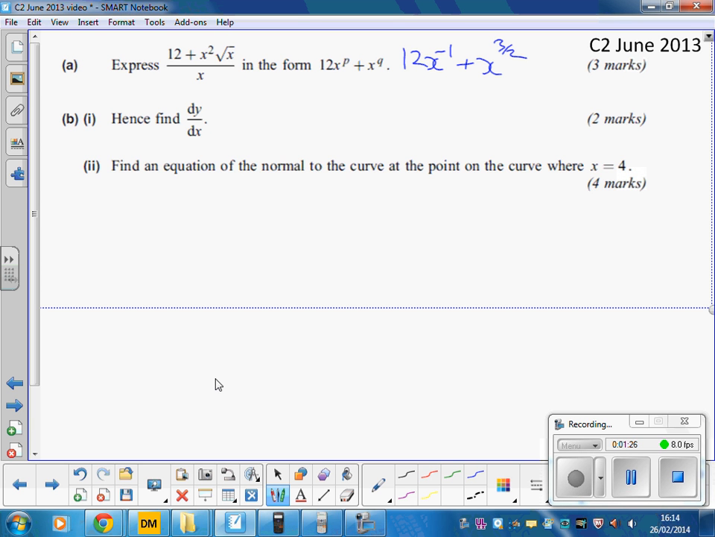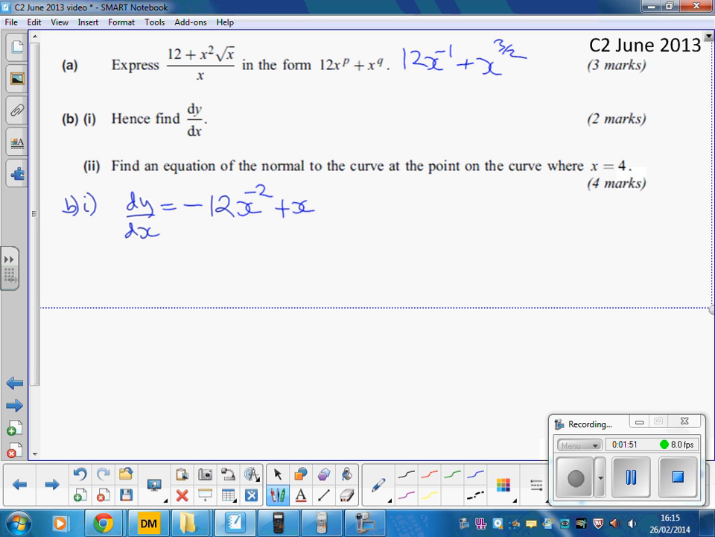It says, hence find dy by dx. Well, we needed to rewrite it into index form so that we can actually find dy by dx. So now we can differentiate. To differentiate, we just drop the power in front, so that's negative 1 times 12, and we decrease the power by 1. Be careful when working with negative numbers, it's very easy to go the wrong way. So negative 1 take away 1 is negative 2.